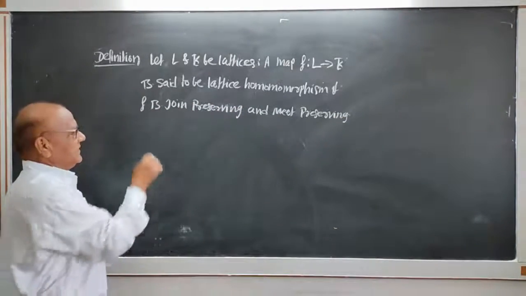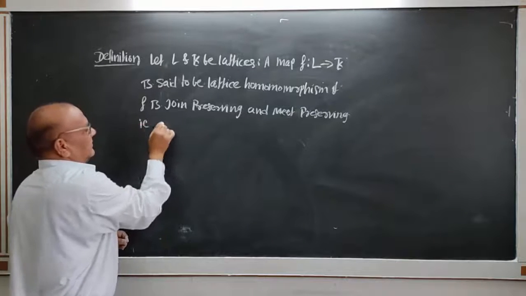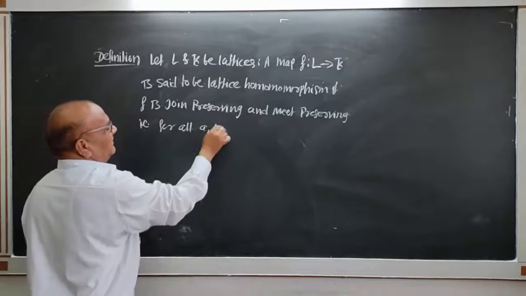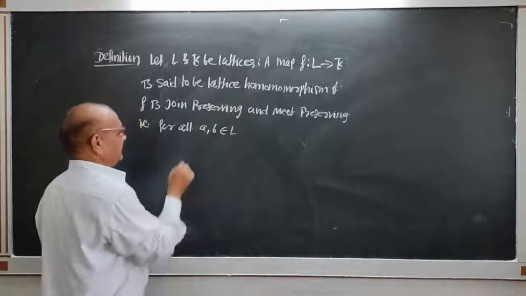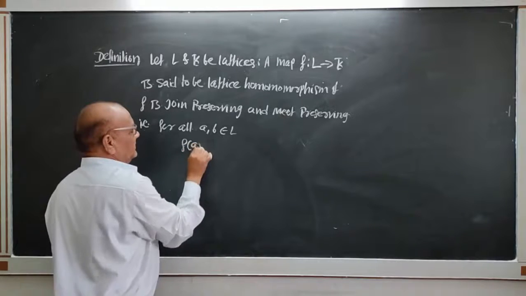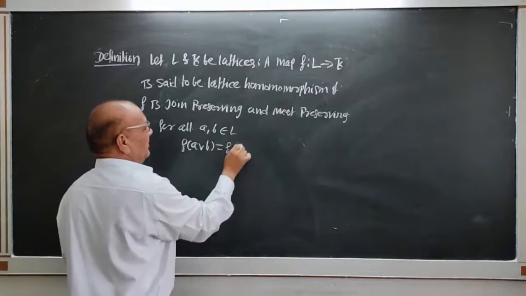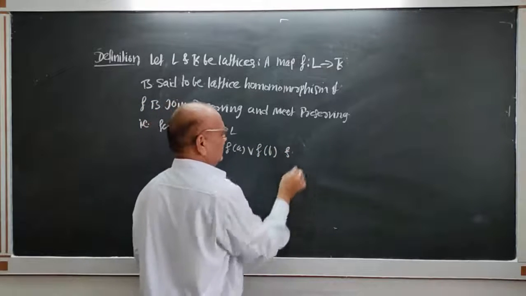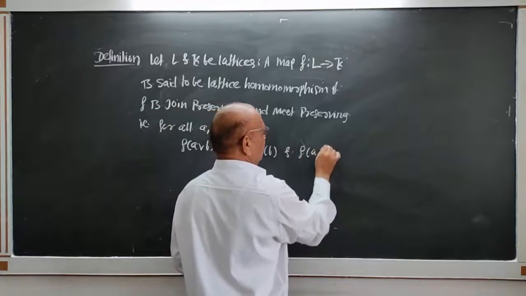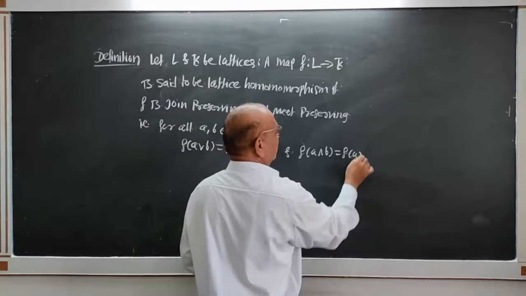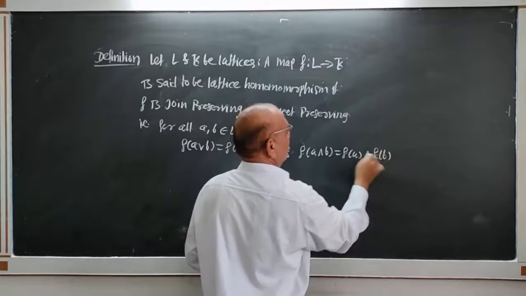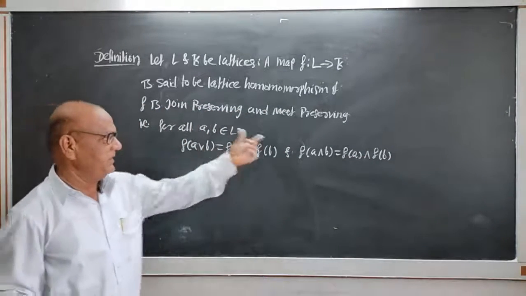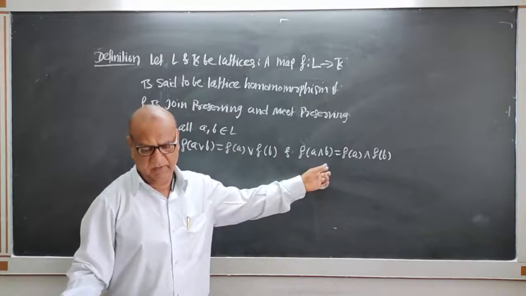That means, for all a, b belonging to L, f of a join b is equal to f of a join f of b, and f of a meet b is equal to f of a meet f of b. Join preserving and meet preserving.